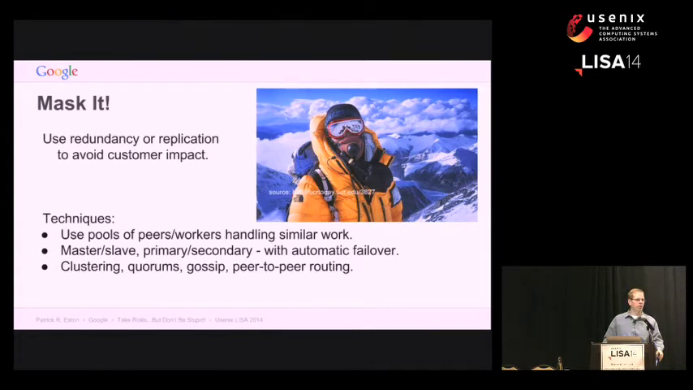This is a lot of where those core distributed systems concepts and cool research results that you read about can be applied. These approaches can also protect you against instances, zones, or regions, depending on how they're configured and implemented. A lot of the time, some of these include using pools of peers and workers handling similar work, master-slave or primary-secondary replication, or clustering, quorum, gossip, and peer-to-peer protocols.